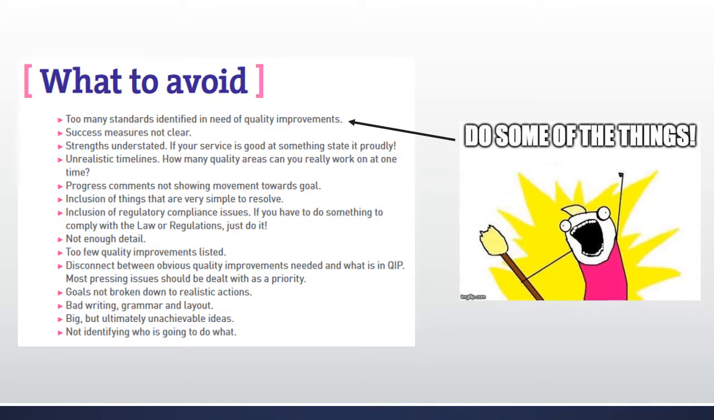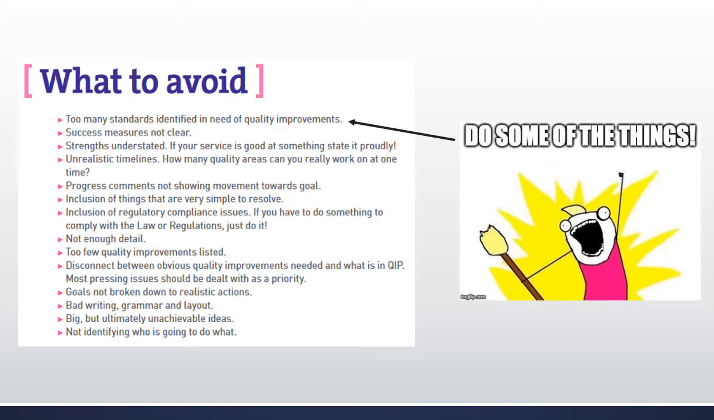What to avoid? As you can see here, I put "do some of the things", because too many standards identified as needing quality improvements is a fast way to not get anywhere. Success measures not being clear. Again, if you can't measure your success, it's hard to say whether or not you've actually achieved your goal. Strengths being understated. I have read some QIPs online where people have only put in their weaknesses rather than actually saying what their strengths were.